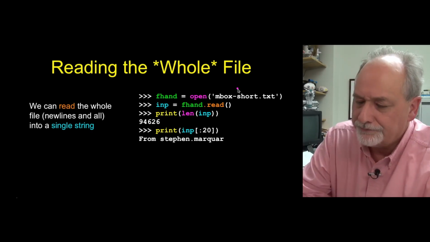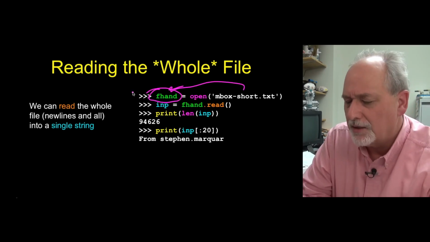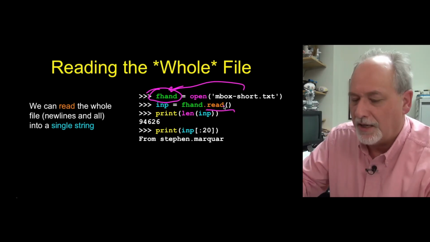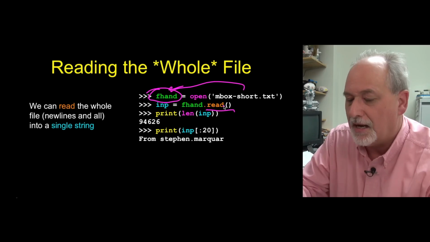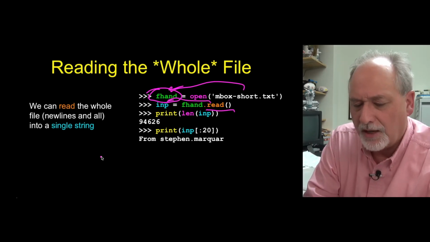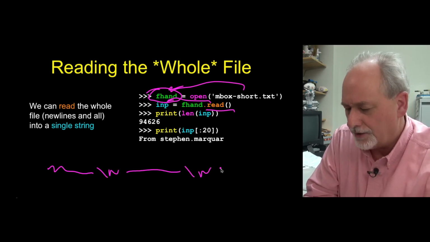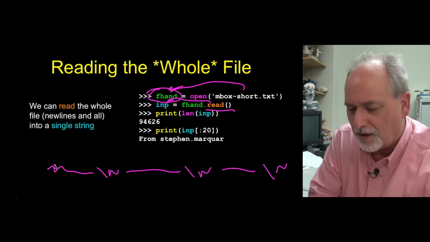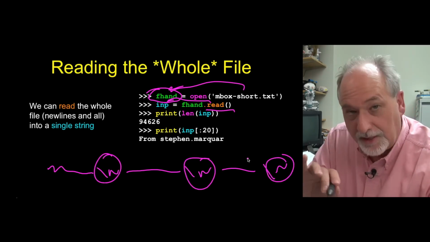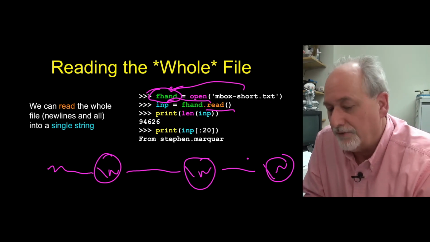So we open it and we get back a file object, a file handle object, and we call the read method, and that says go through and read all the text and give it back in one big blob, one big string, and I'll put it in inp. And so that's where you have a line, a new line, a line, a new line. It's not really lines, it's just a sequence of characters with new lines in there to punctuate them. And now you can split that, later we'll see how to split that into separate lines if you want.